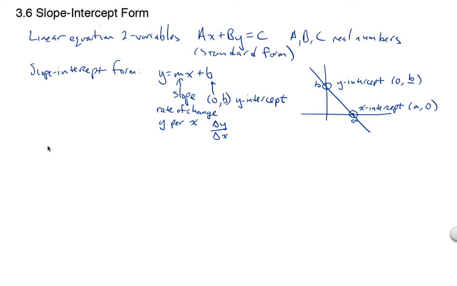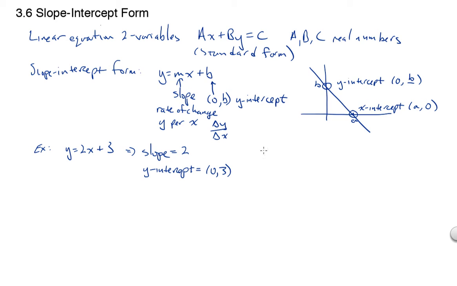So let's look at an example here. Let's look at, I don't know, how about y equals 2x plus 3. So here the slope is 2. And the y-intercept is (0, 3).